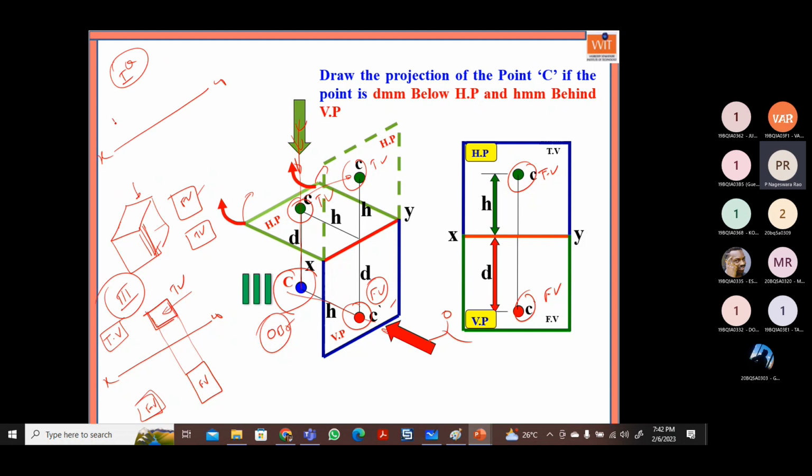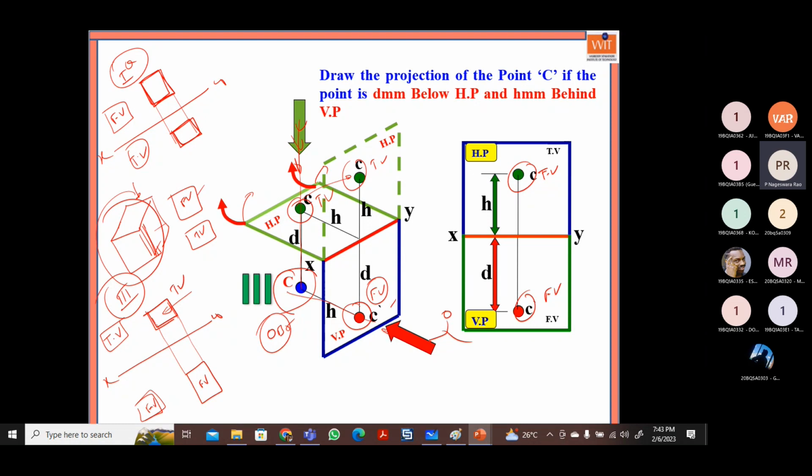You know that in the first angle projection, the first quadrant, the front view image is drawn above the XY line and the top view image is drawn below the XY line. If we take the same solid block, this is the front view image, I need to draw the image here. Whereas the top view is exactly below. But they are separated, so we can prefer it. So we can see clearly the difference between first angle projection and third angle projection.